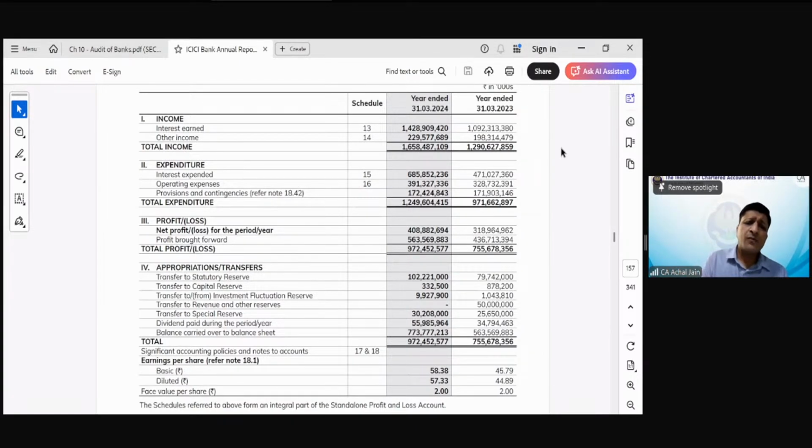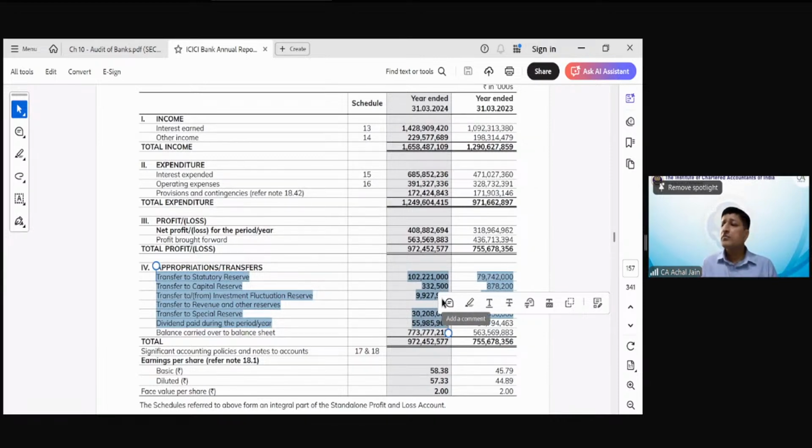Okay, all of these are what? These are all statutory requirements. It's again a very, very common feature for a bank. Creation of all of these reserves. Fine.